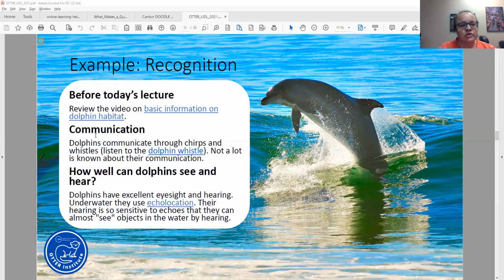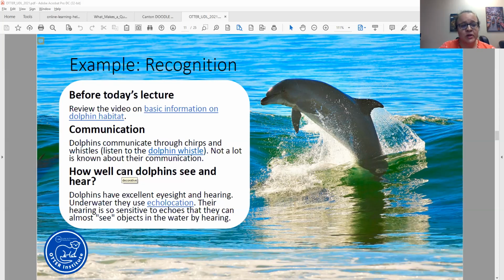So I'm already providing one additional format for my students to interact with. Let's look at the communication paragraph. Dolphins communicate through chirps and whistles. Listen to the dolphin whistle. So here again, another medium is trying to interact with your students' understanding. The picture comes to life when you use multiple media. You have video already. Now you have some auditory input.